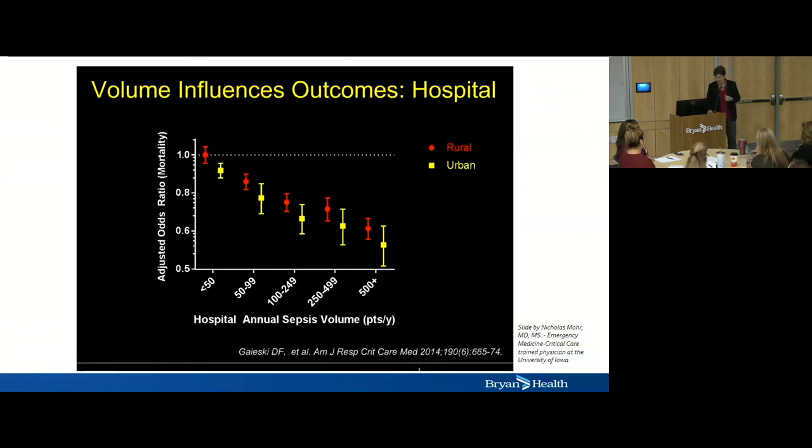And it was a little surprising to me to see this much of a difference in mortality between the low volume facilities and high volume facilities, but it does matter. So if it's not something you think you're capable of taking care of, please move on to transferring to a larger facility that has more experience with it.